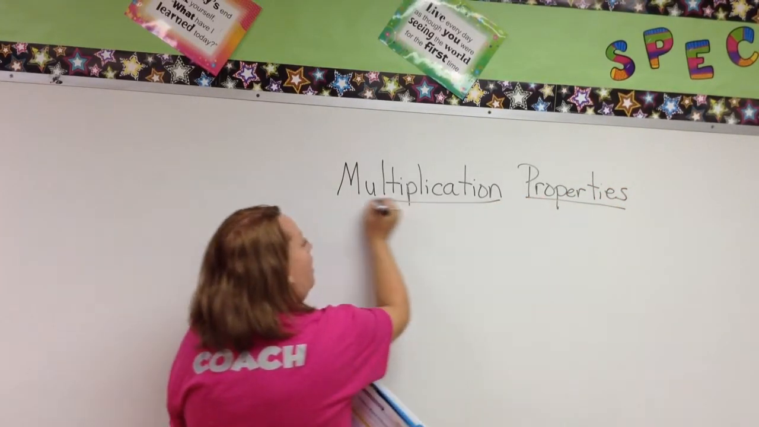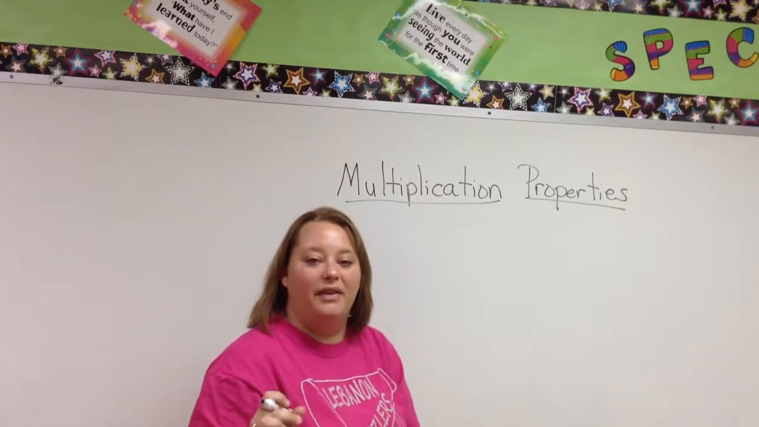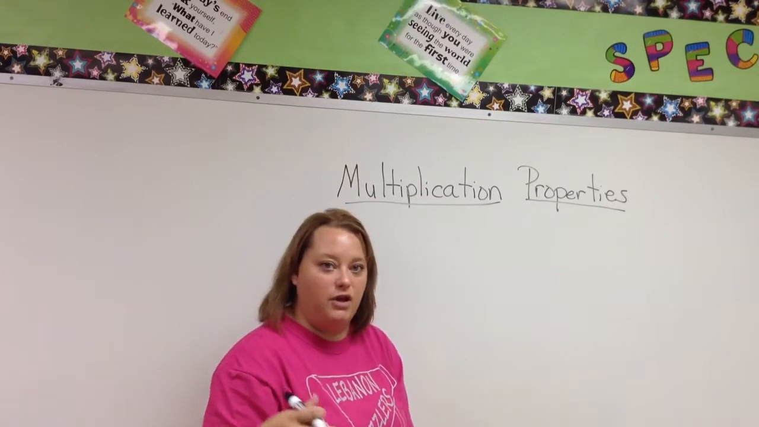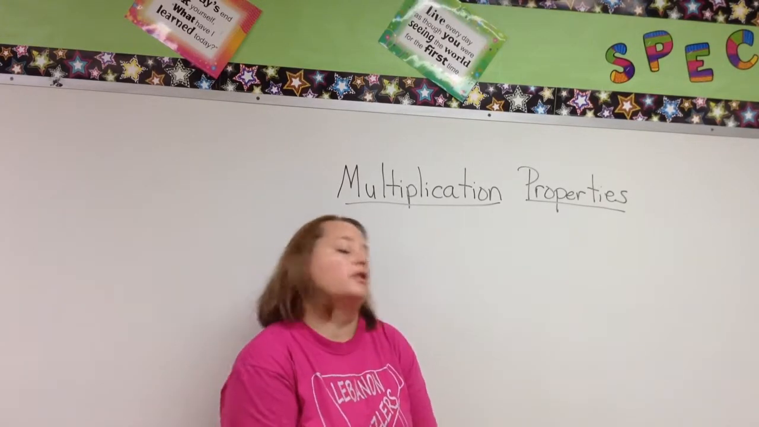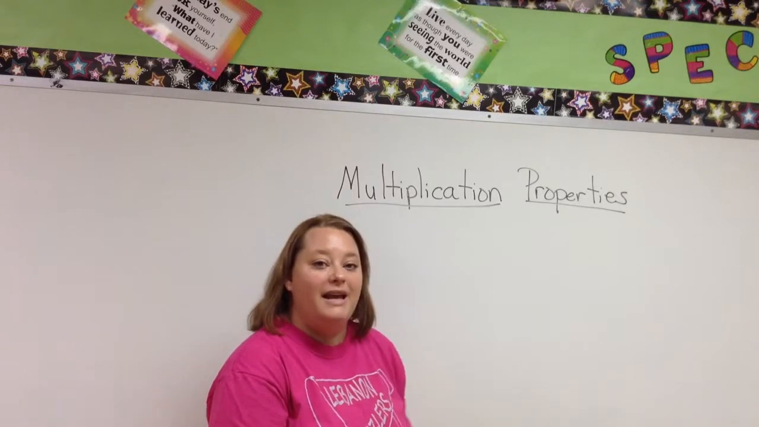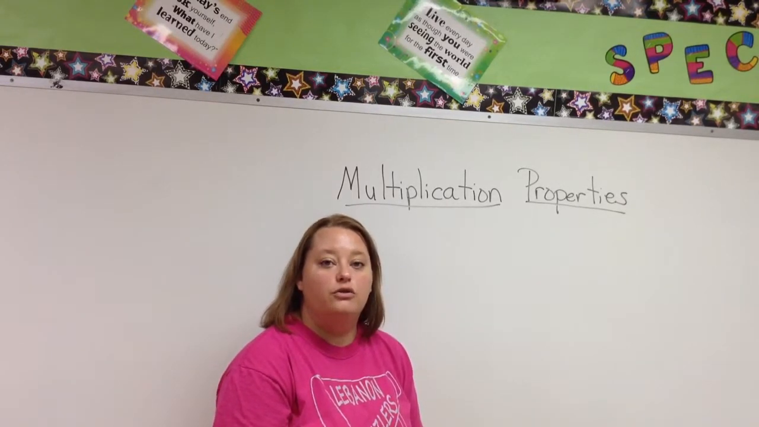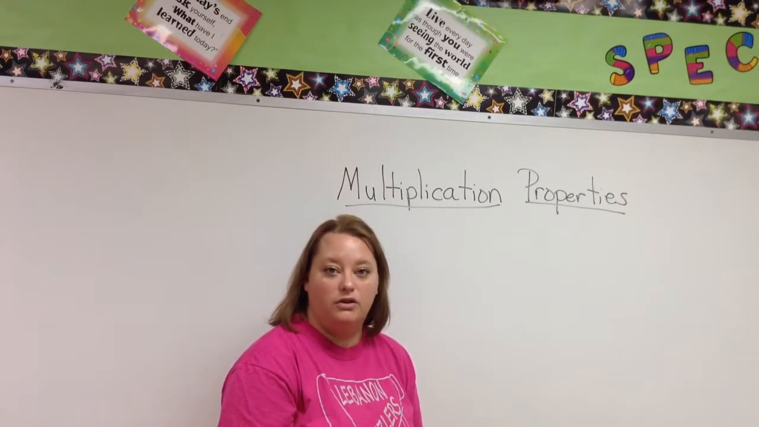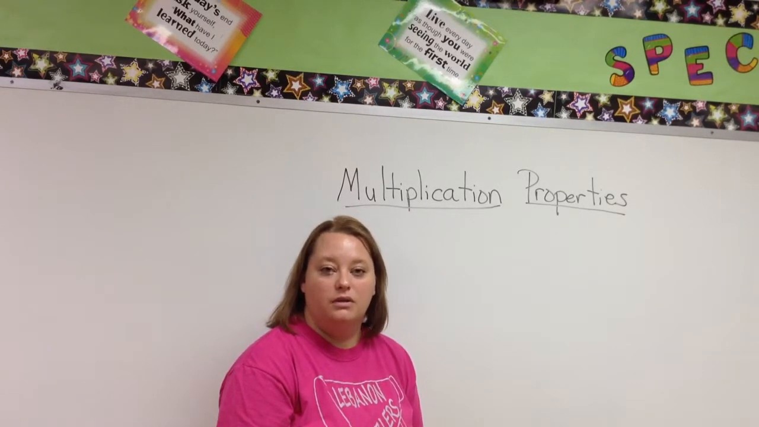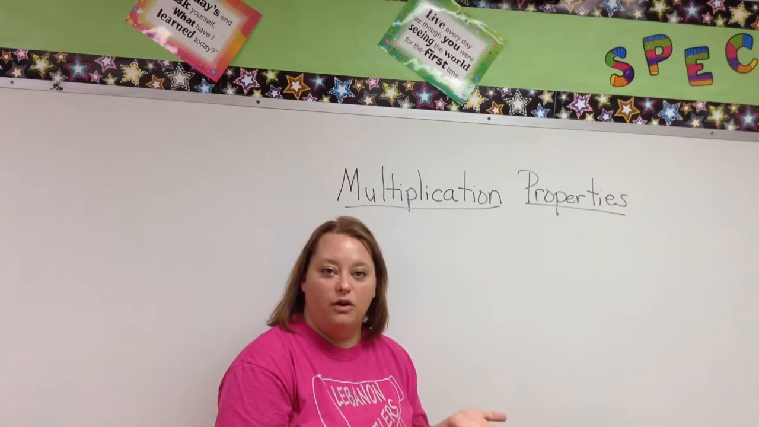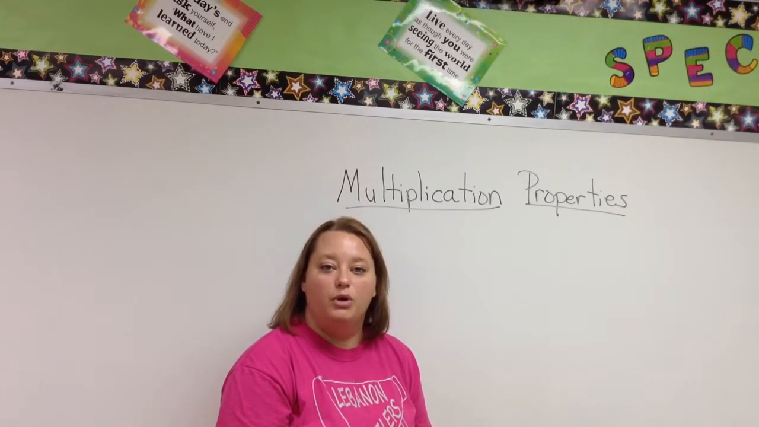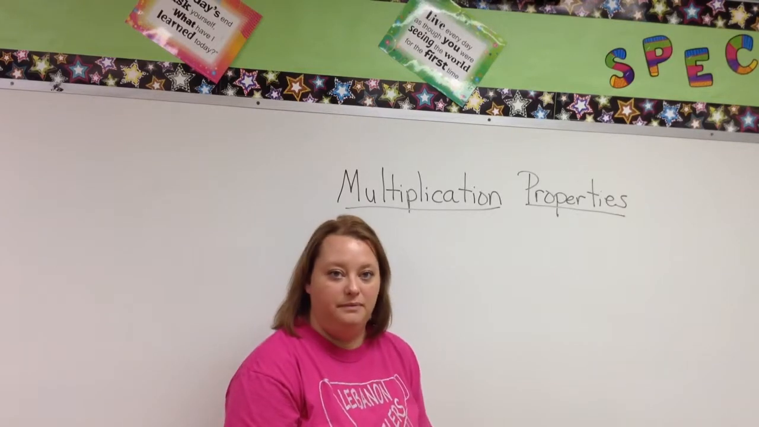Remember, you can always push pause on the computer or on your iPad if I'm moving too fast to catch up. So multiplication properties. The first thing that I want you to do right now underneath multiplication properties is I want you to draw 10 squares in equal rows. I need you to draw a total of 10 squares. You need to have them in equal rows. Push pause and draw them.